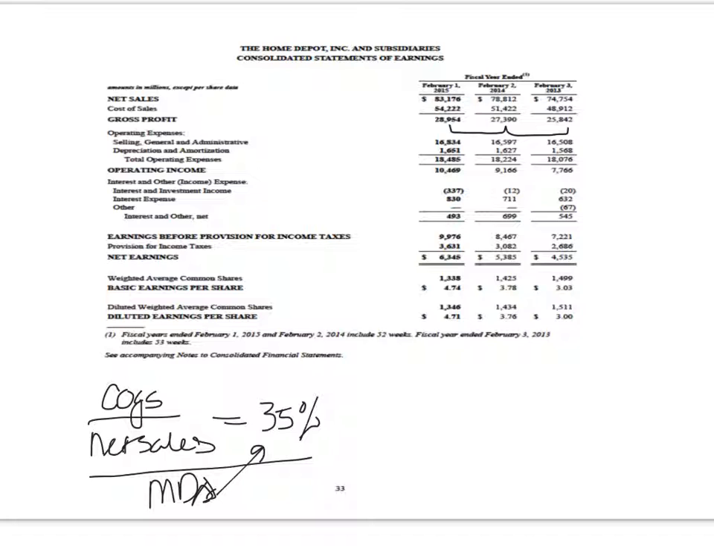All right, so we always want to understand the math, and the math here is that net sales is 100%, minus the cost of sales, which in this case looks like it's 65%, equals 35%, which would be the gross profit, and we would go down. So the net sales is always your 100% that you want to add back up to make sure that those are also balancing.